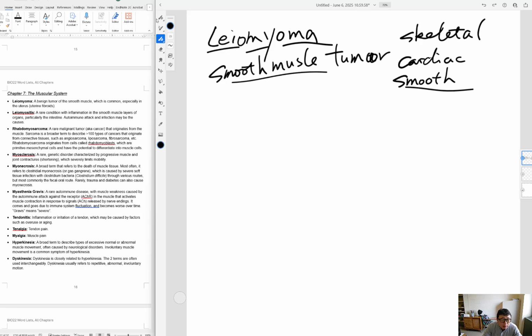Where is the most common place you can find a smooth muscle tumor? Uterus. The uterus also contains a layer of smooth muscle. In most cases, leiomyoma refers to the tumor growing in the smooth muscle layer of the uterus. It has what we call uterine fibroids. Fibroids.